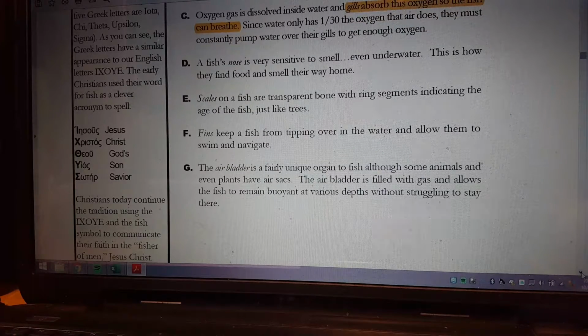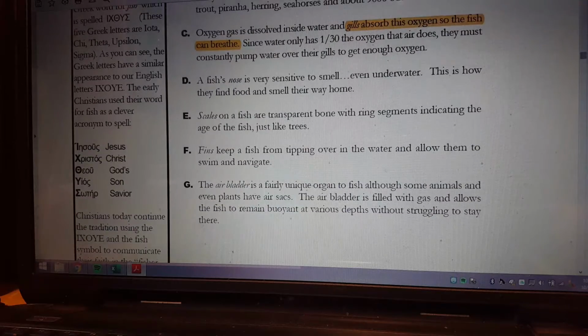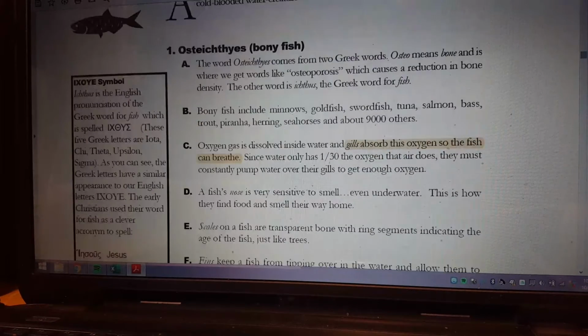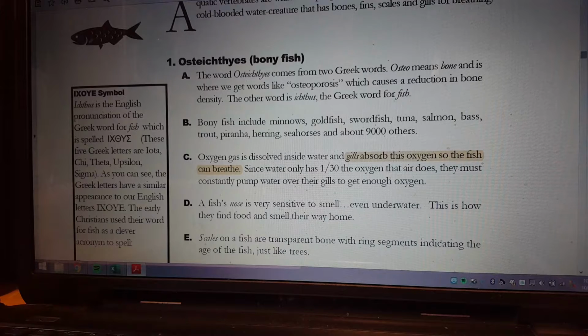G. The air bladder is a fairly unique organ to fish, although some animals and even plants have air sacs. The air bladder is filled with gas and allows the fish to remain buoyant at various depths without struggling to stay there. Now we're going to go back up and we're going to look on the side over here.